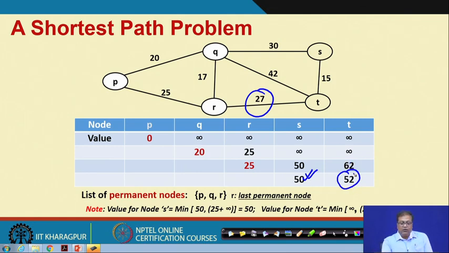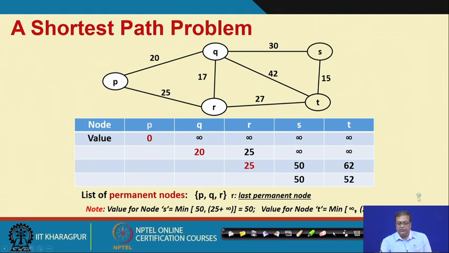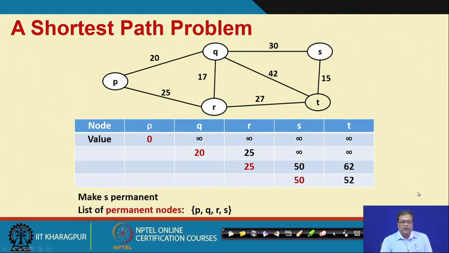If you remember, t is computed from R, right. So, this value is then 52. So, once you have these values, now again let us move to the next slide. Now, out of these 50 and 52, 50 is lower. So, we make S permanent. So, now we have P, Q, R, S, all permanent.